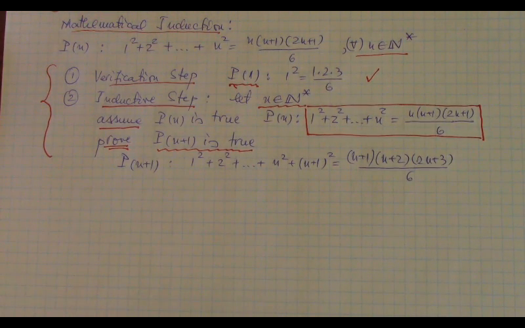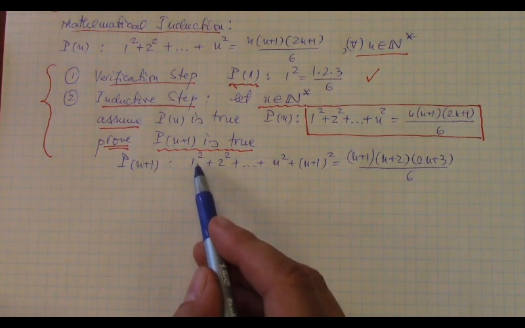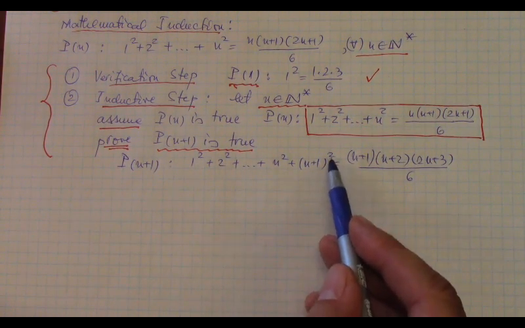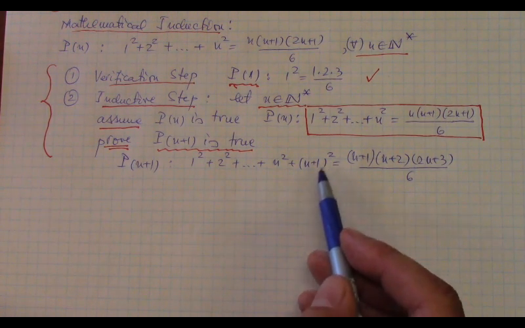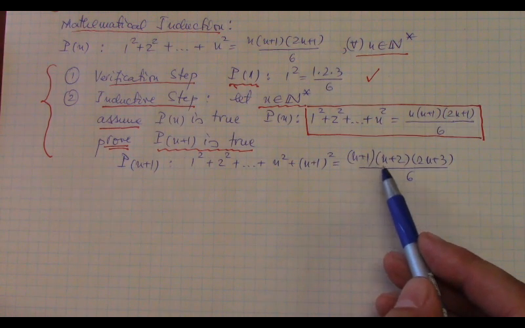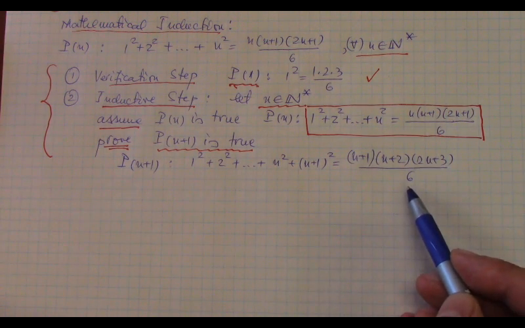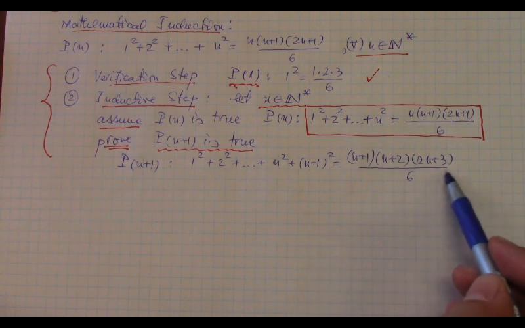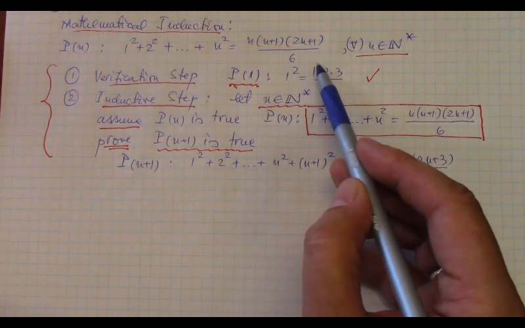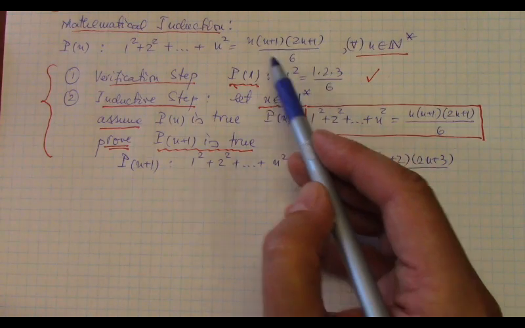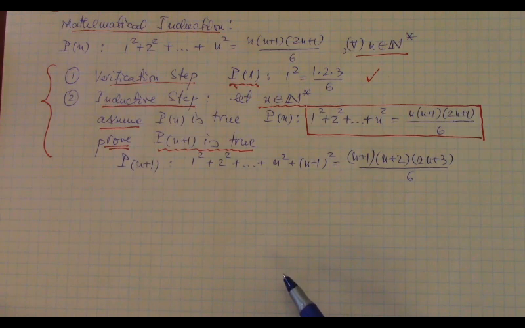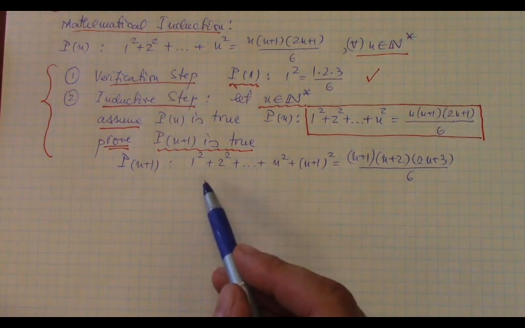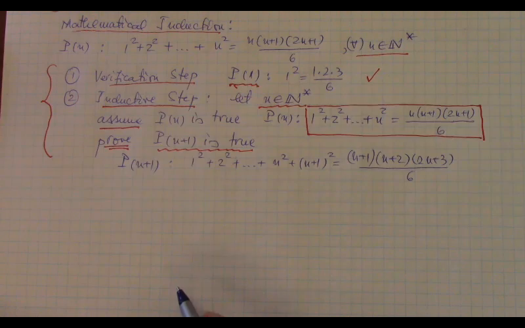Okay? Well, P of n plus 1, I wrote it down here. P of n plus 1 is 1 to the power of 2 plus 2 to the power of 2 plus all the way up to n plus 1 to the power of 2. I even wrote the term before, n to the power of 2, is equal to n plus 1 times n plus 2 times 2n plus 3 over 6. And I got this fraction here by going back into our original equality and working on the right hand side of it by replacing n by n plus 1.